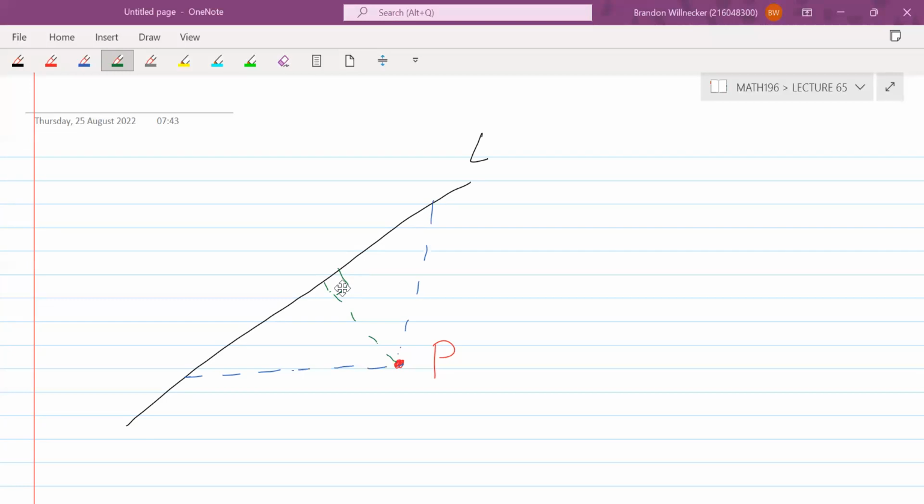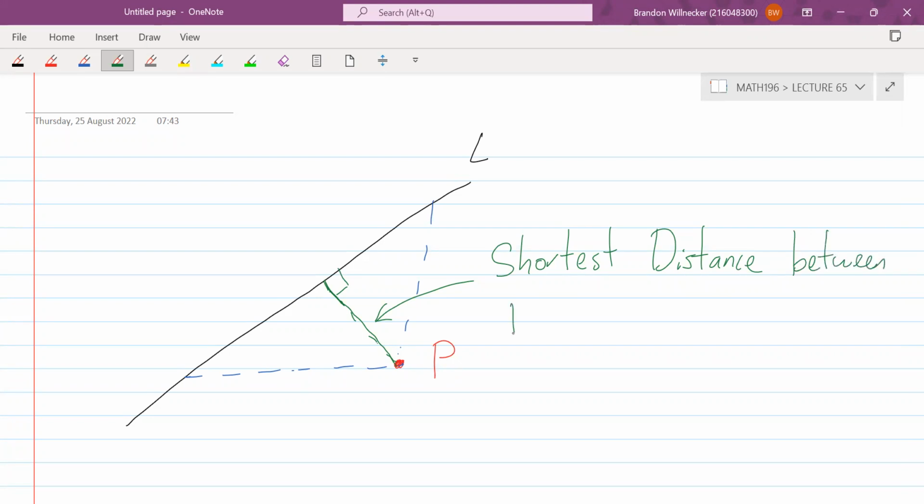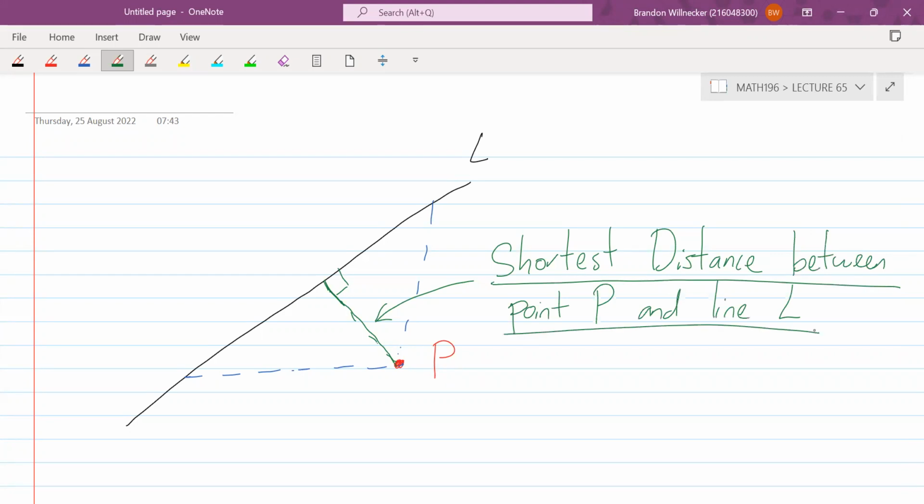Okay, so we've got this line L, we've got this point P. If we draw a perpendicular line in green over here between the point and the line, then that is going to be the shortest distance. Okay, that's what we're trying to find. Okay, so this is the shortest distance, let's say between P and L. Okay, so we want to try and work out how do we find this distance given these two things.